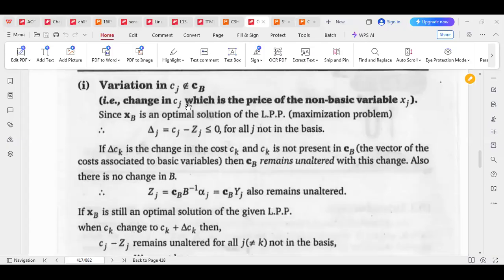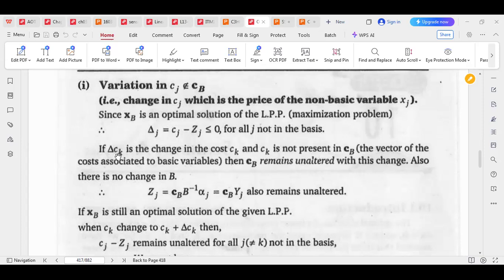Now we'll discuss the variations in the cost vector. Suppose the change is in Cj, which is the price of the non-basic variable Xj, that means the elements of the non-basic cost vector. XB is then the optimal solution of the given maximization linear programming problem. So the optimality condition can be denoted by del z equals Cj minus Zj must be negative for all j not in the basis.